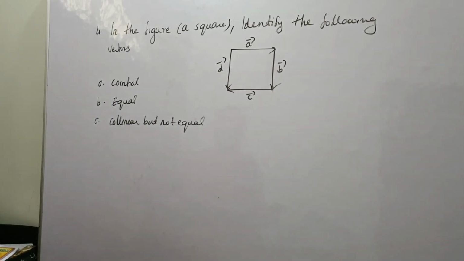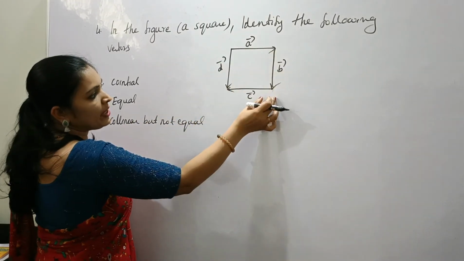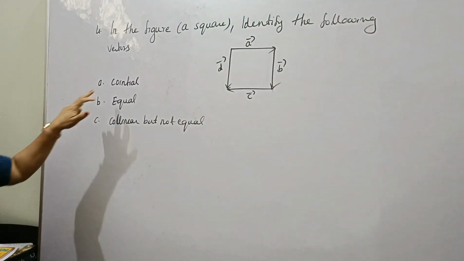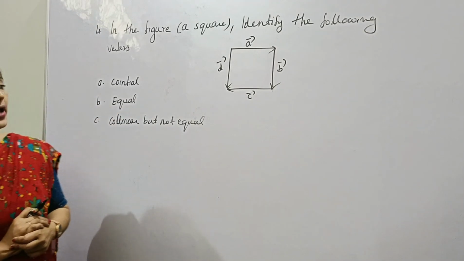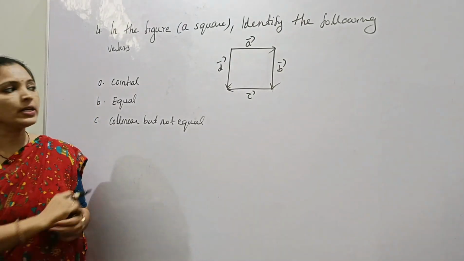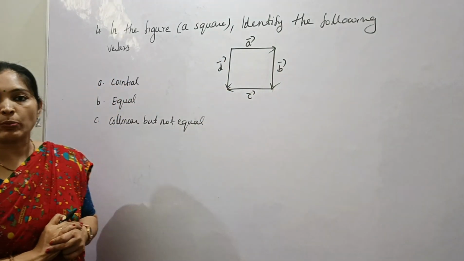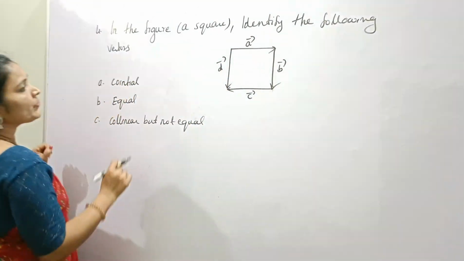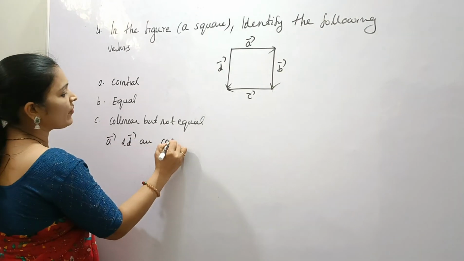In the figure, a square, identify the following vectors. Here it's a square, and vector A, vector B, vector C and vector D are given in these directions. We have to identify co-initial vectors, equal vectors, and collinear but not equal vectors. First, co-initial vectors have the same initial point, right? Vector A and vector D have the same initial point. Therefore vector A and vector D are co-initial vectors.